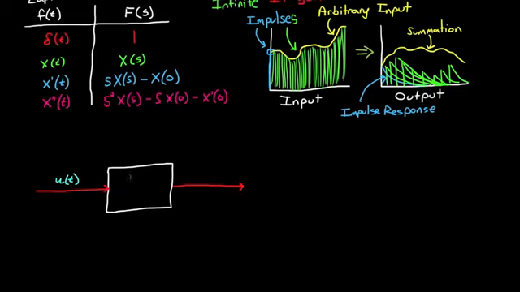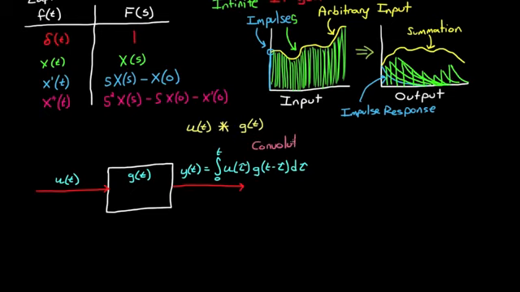I'll explain using this block diagram notation. If you have an arbitrary input u of t, and you apply it to an impulse response g of t, then the output y of t is equal to the convolution of u and g, written here in integral format, or if you prefer shorthand, using this star, but these two representations are equivalent. So in this representation, g of t is the impulse response, and u of t is any arbitrary input.